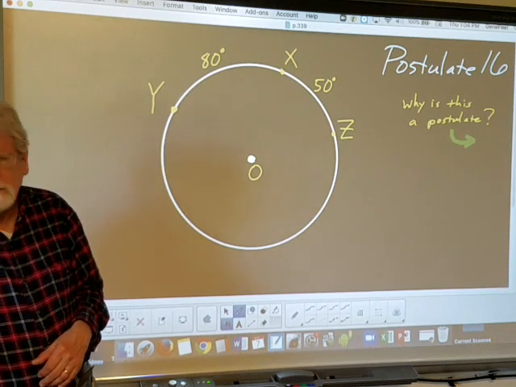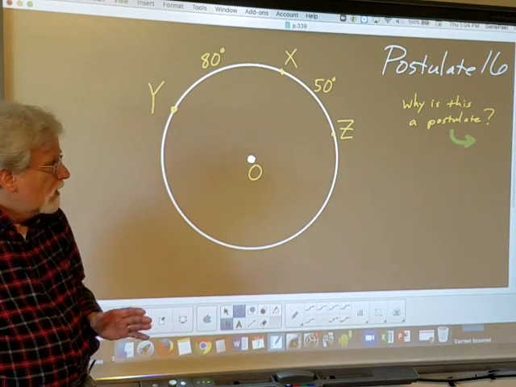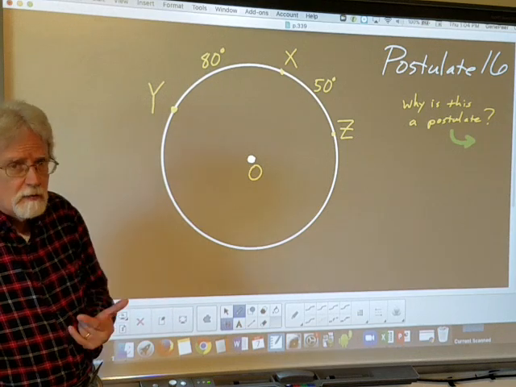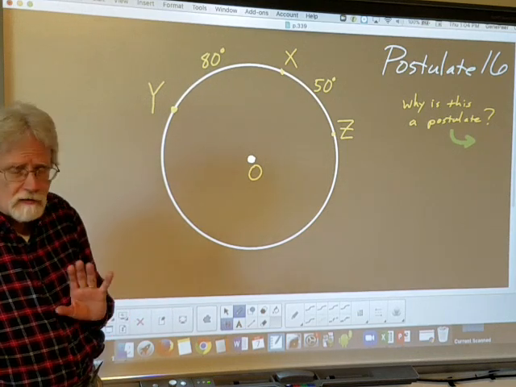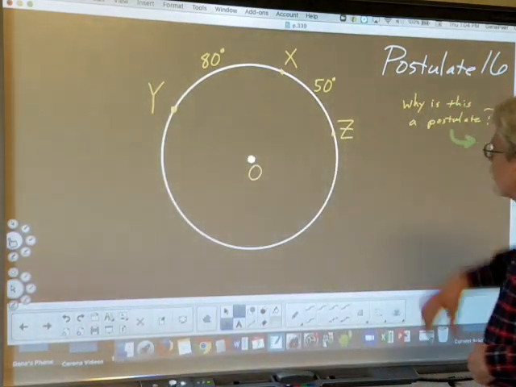I did look back at another geometry book I used to use years ago, and in other geometry books, this is not a postulate, it's a theorem. This should be a theorem. In fact, we're going to take a couple minutes to prove it here in a moment. So, first of all, what does postulate 16 say?